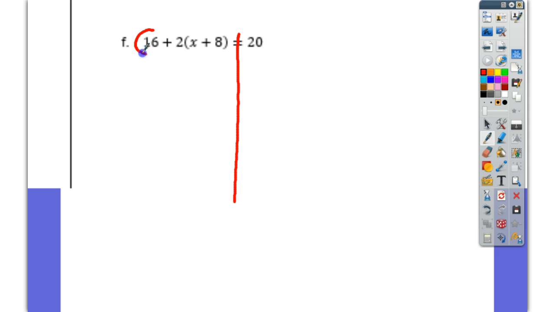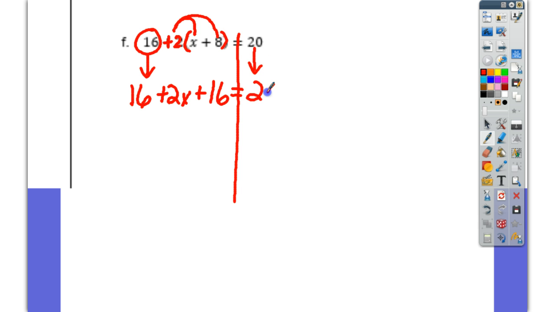All right, now I have a constant out here by itself. We do not go 16 plus 2. You cannot do the orders of operations and add before you do the parentheses. Please excuse my dear Aunt Sally, all right? So this we just bring straight down, 16. Now we need to take this positive 2 and distribute it times x. We get plus 2x. 2 times 8 is a plus 16 equals, and then bring your 20 down.